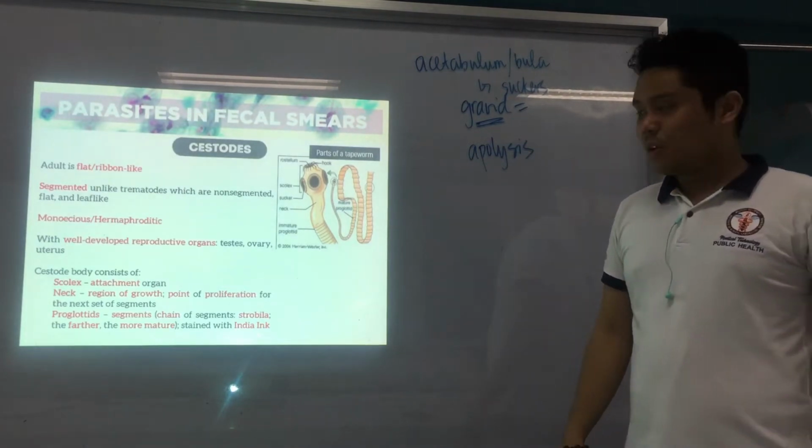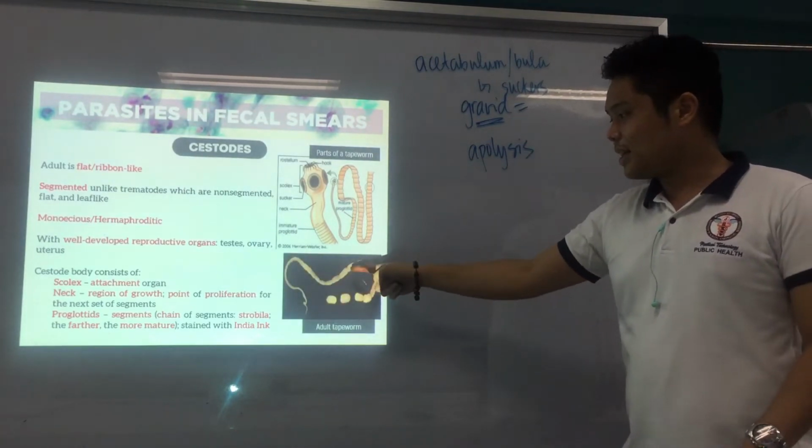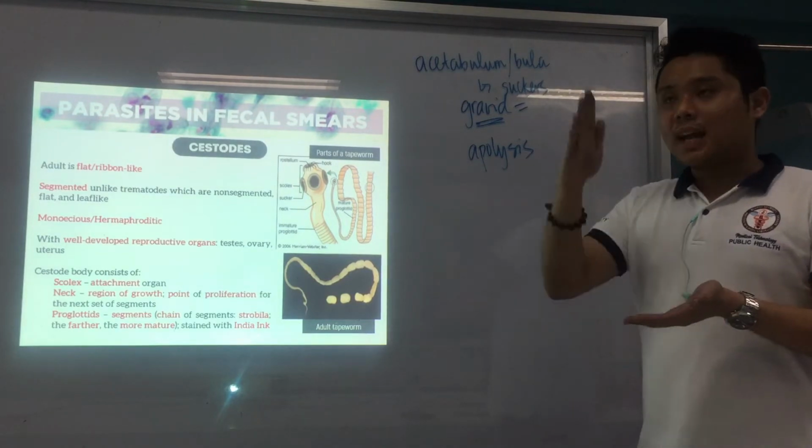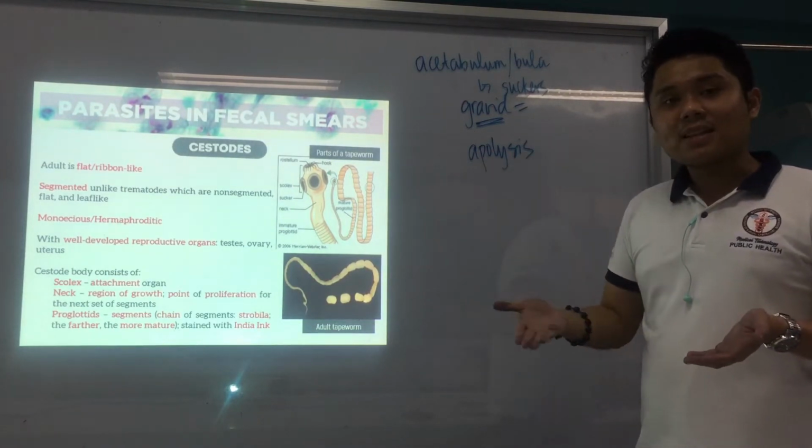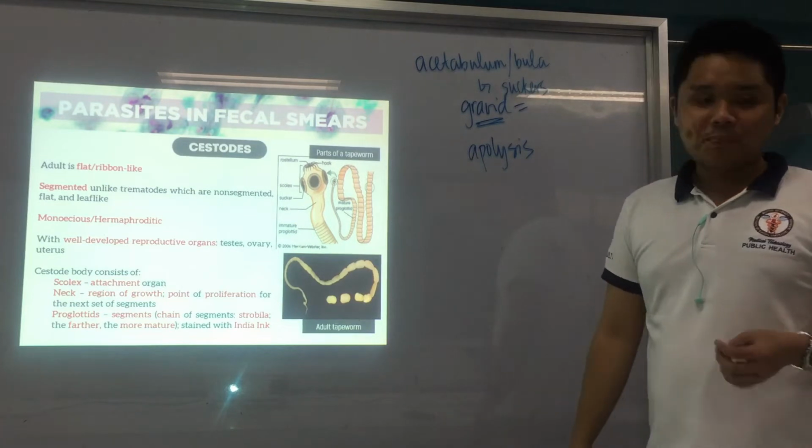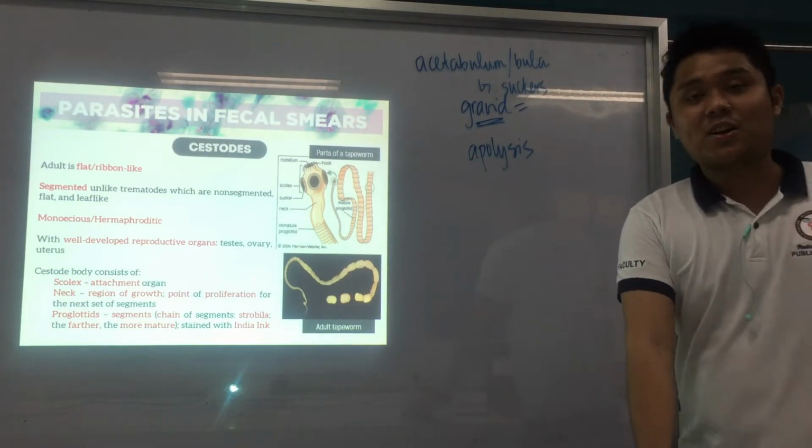And this is an example of a real tapeworm. As you can see, it is segmented. You can really see the segments, the lines that separate the segments and the proglottids. So that's for the general characteristics.